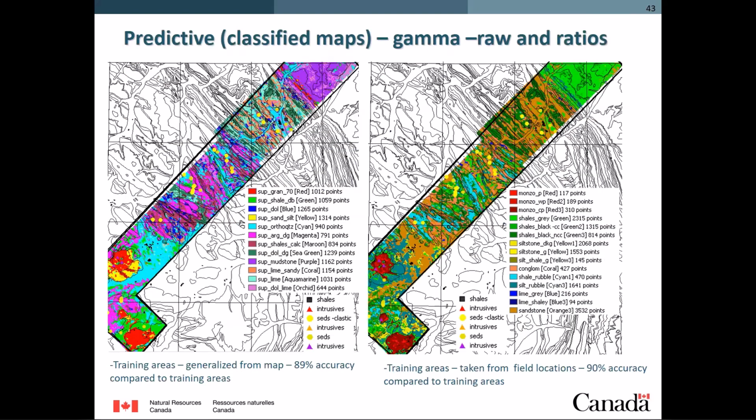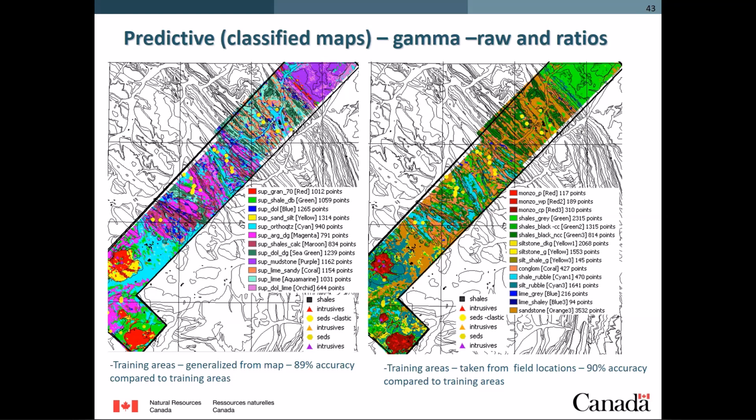Here are some classified maps. These are the raw and ratio gamma data, just the gamma data. And we're using our training areas generalized from the geological map. So we actually drew training areas. Here we took our training areas as our field points, and tried to look at 89 versus 90% accuracy when we compare it to our check areas.